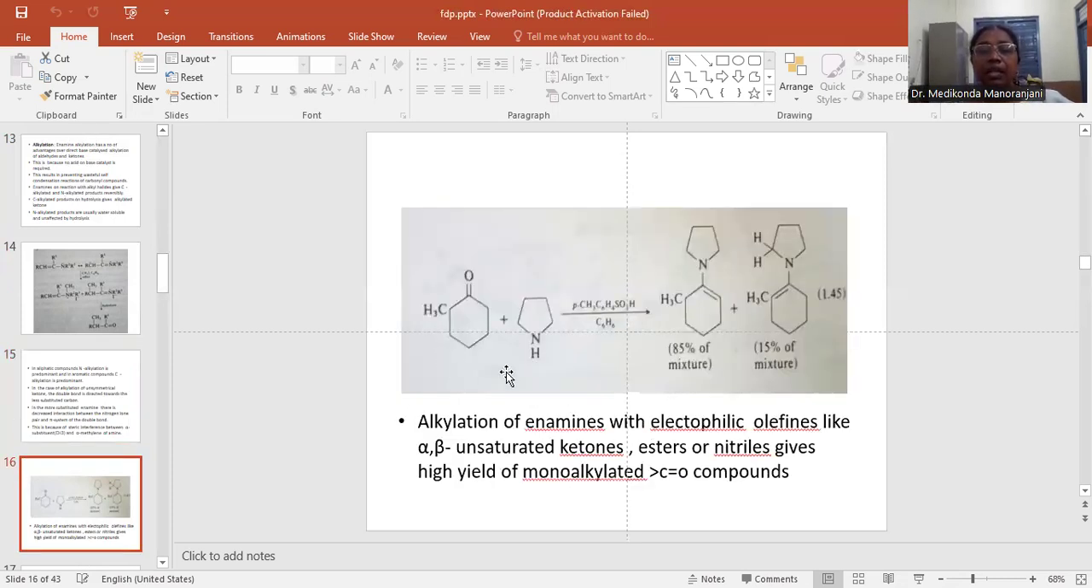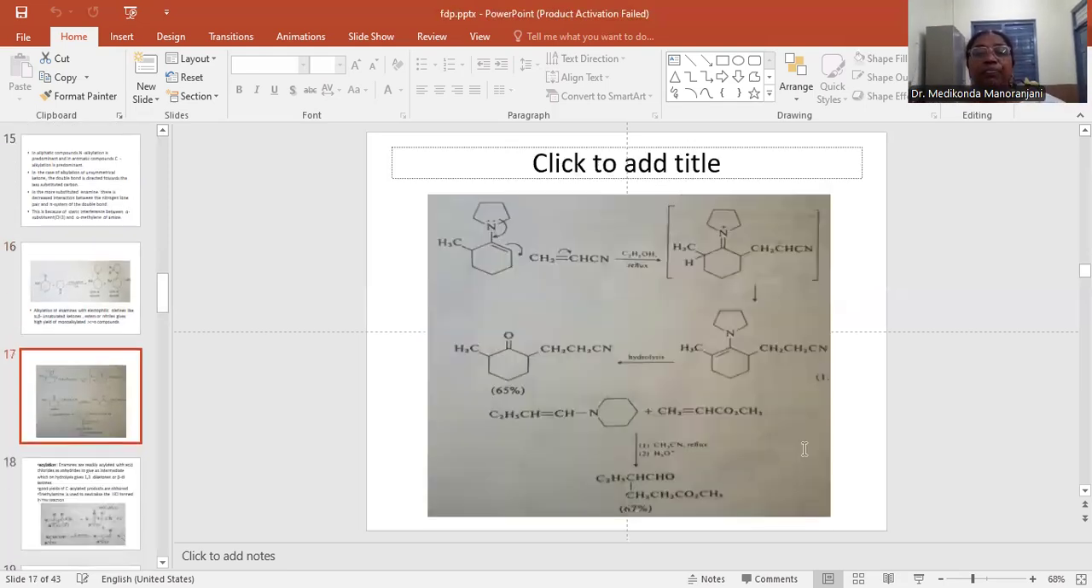So this is the example. This is a ketone and the secondary amine. In the presence of paratoluene sulfonic acid and benzene, you will get a mixture of 85% of one compound and 15% of another compound. Alkylation of enamines with electrophilic olefins like alpha beta unsaturated ketones, esters, or nitriles gives a high yield of monoalkylated carbonyl compounds.